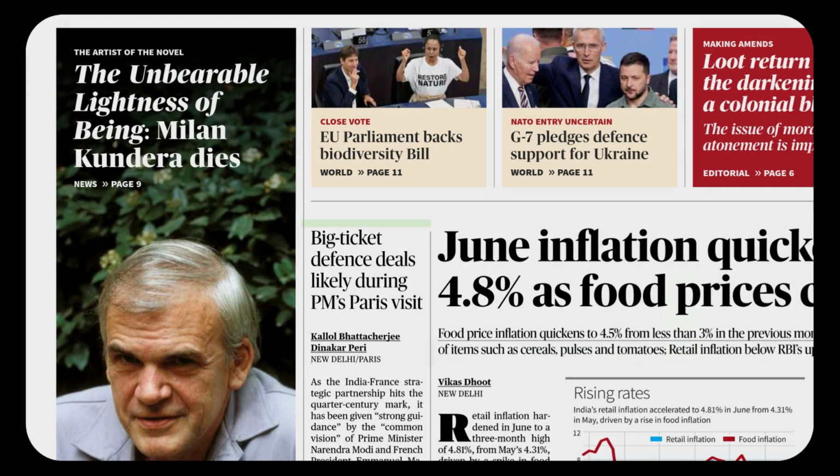Then we have the next news item. Big ticket defense deals likely during PM's Paris visit. This news item has been set against the backdrop of Prime Minister Modi's Paris visit starting July 13. So India is likely to acquire 26 new Rafale M fighter jets. That is the background information. So it's a big ticket defense deal.